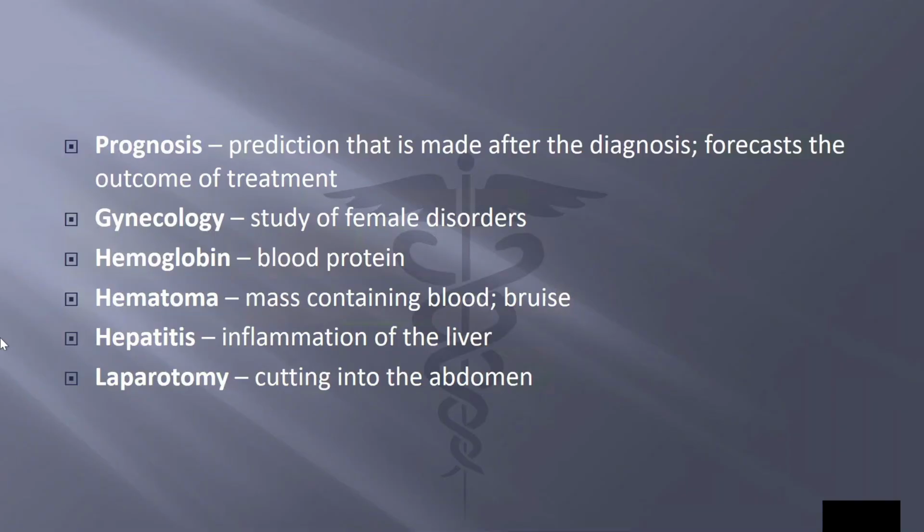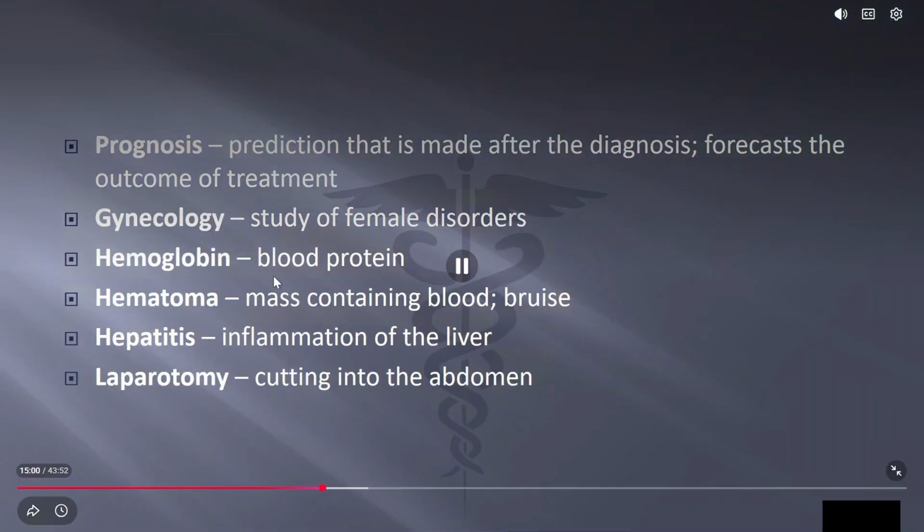Our next combining forms, we have hemo and hemato, which both mean blood. Our term hemoglobin tells us globin means protein. So hemoglobin is the protein in red blood cells, which are erythrocytes, that helps carry oxygen in the blood. And hematoma, we know oma means mass or tumor. In this term, oma indicates a mass or swelling containing blood. So a hematoma is a mass containing blood, also known as a bruise.